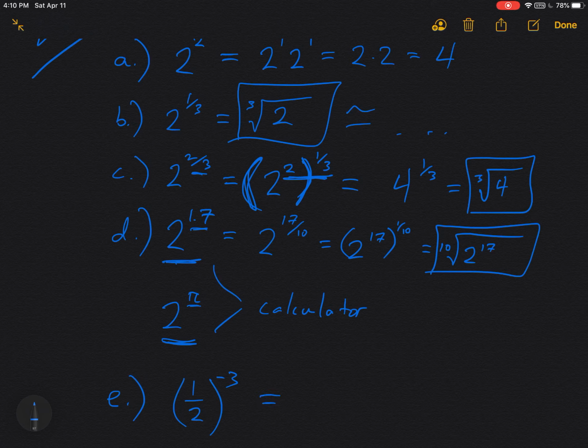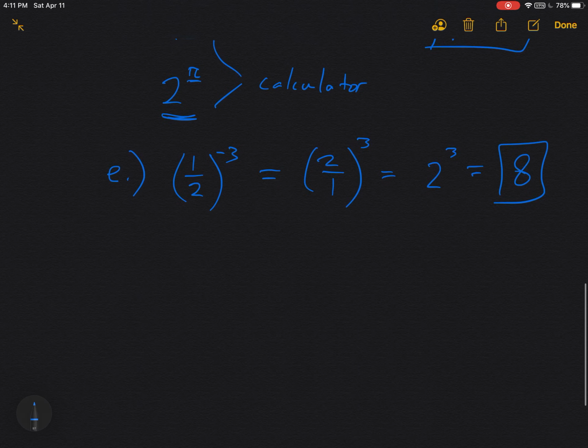If we have something like 1/2 to the negative third power, remember that a negative power tells you to take a reciprocal of the inside. So we would take a reciprocal on the inside, and then the remaining positive power would apply. So this would be 2 cubed, which is 8. Okay, so that's the basics of using these exponentials.